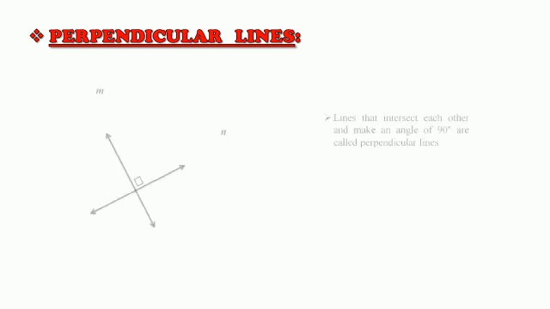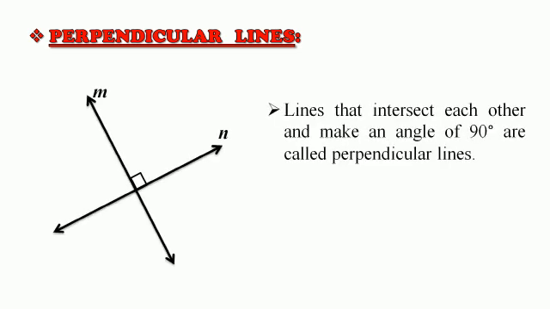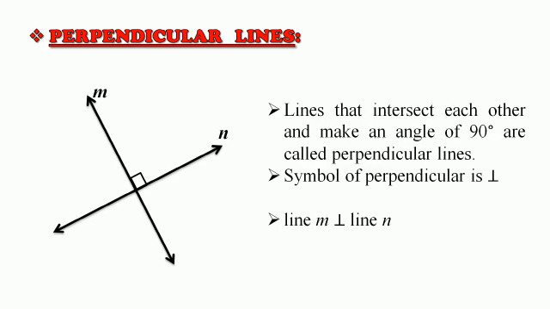Perpendicular lines. Lines that intersect each other and make an angle of 90 degrees are called perpendicular lines. All perpendicular lines are intersecting lines, but the only difference is that they make an angle of 90 degrees while intersecting. The symbol of perpendicular is as shown on the screen. Based on the figure, we can say that line M is perpendicular to line N.